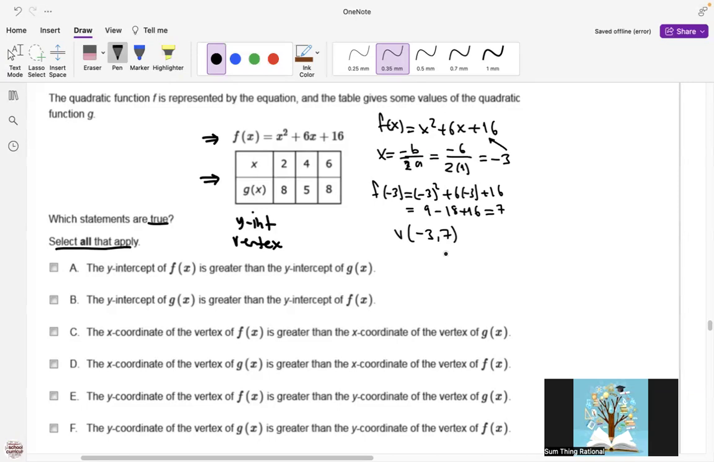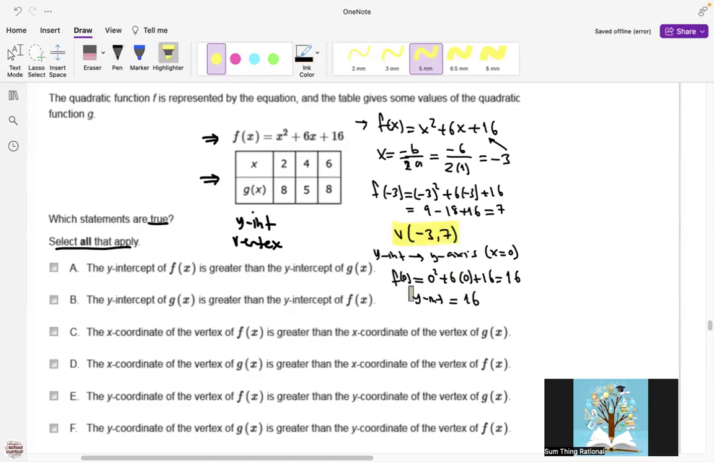Okay, we got it. So what is the y-intercept of this function? As we mentioned earlier, the y-intercept is on the y-axis, so on the y-axis the x value is 0. To find the y-intercept, I simply need to find f of 0. So 0 squared plus 6 times 0 plus 16 is 0 plus 0 and 16, so the y-intercept is 16. For the first function, we got the vertex and we got the y-intercept.